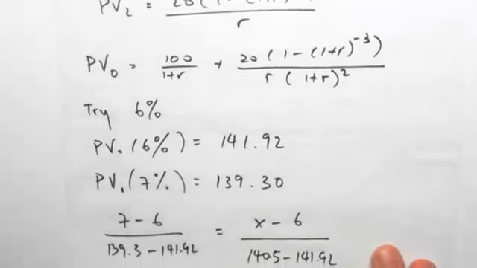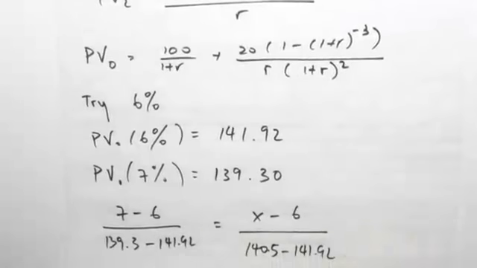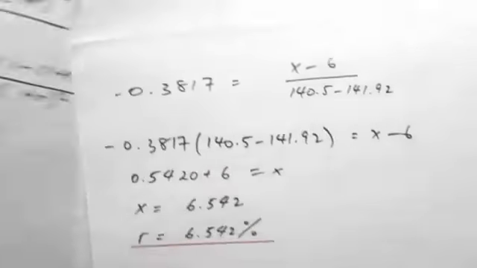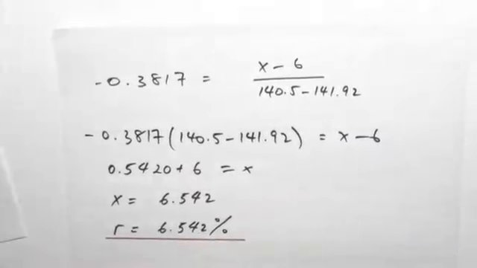Okay, so this is how we do our linear interpolation. We simply write the gradient formula on either side: 7 minus 6 over 139.3 minus 141.92 equals x, which is the interest rate, minus 6 over 140.5 minus 141.92.